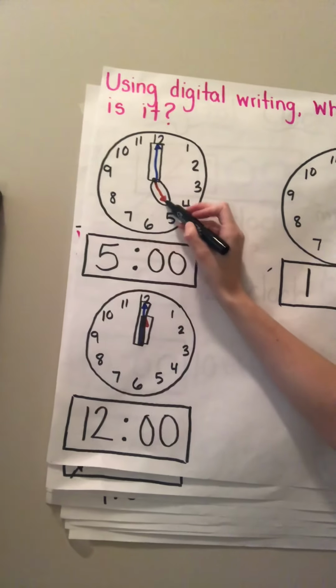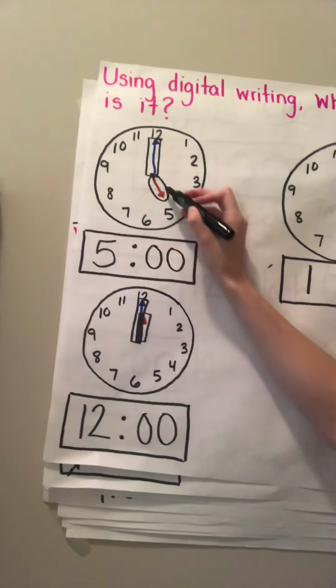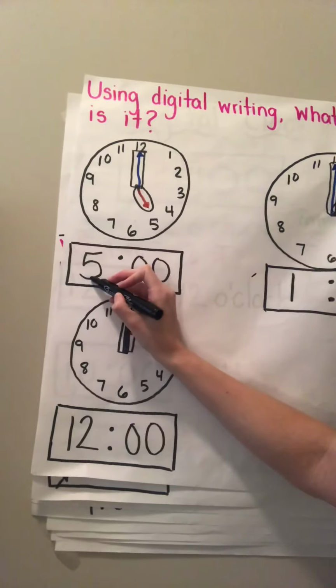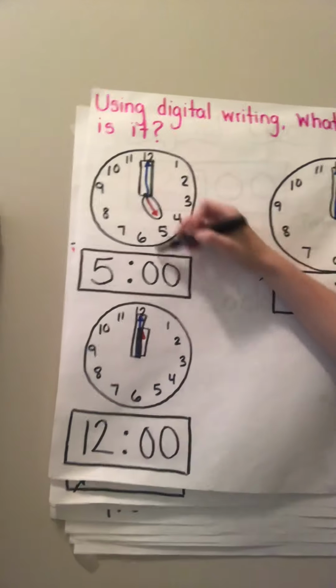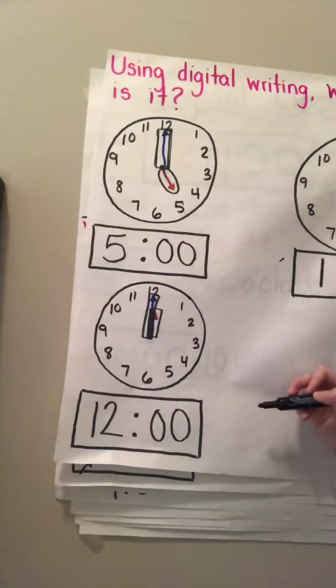So again, when you're writing your digital clock answer, you look first for the hour, and then write your hour. So my hour hand was pointing to the 5, which is the shorthand, and I put that for my hour. Then I look for my minutes, and my minute answer goes on the next side.